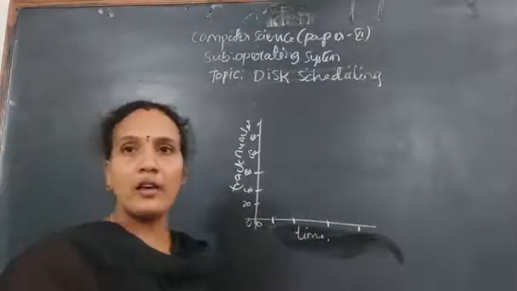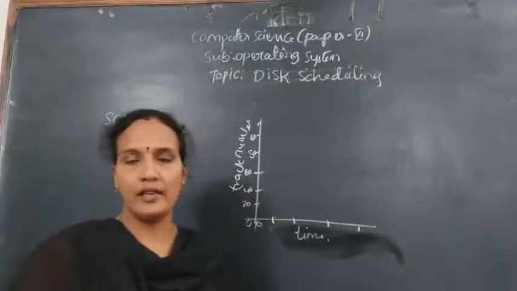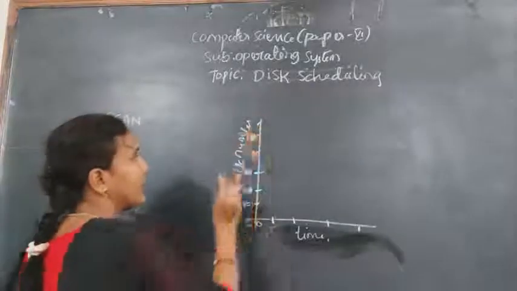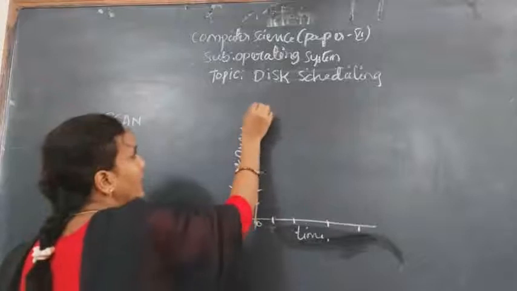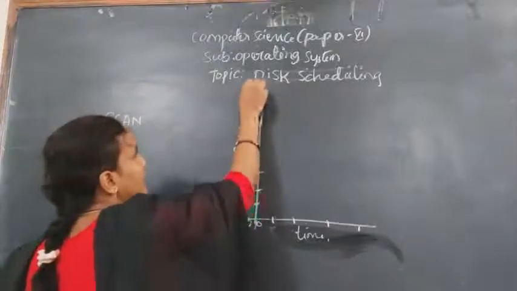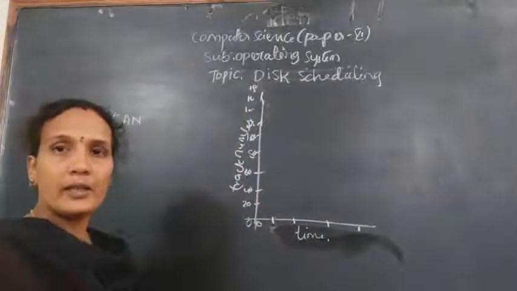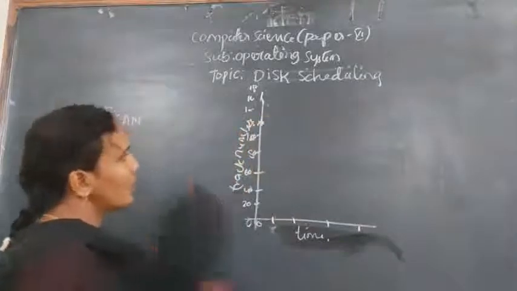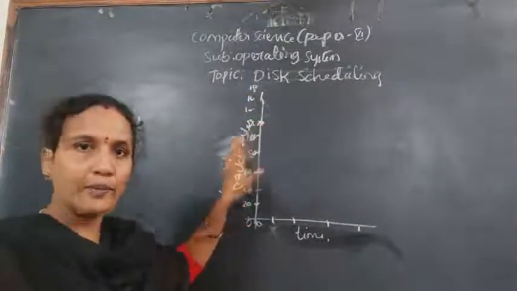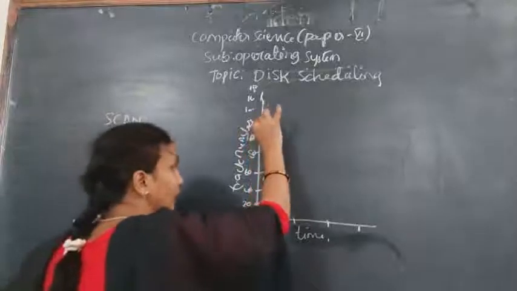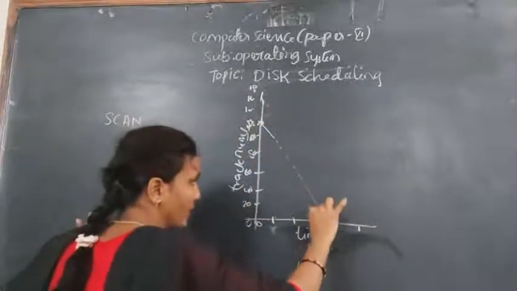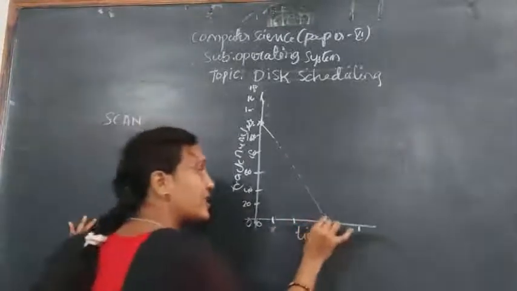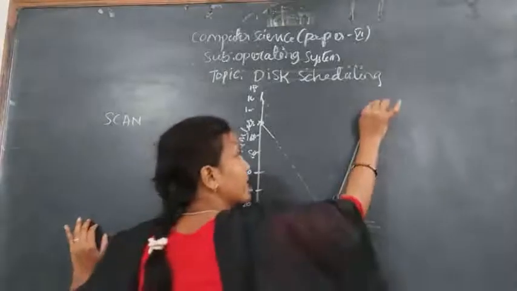In this algorithm, the disk head starts from one position. For example, here the disk head is starting at 100, then 120, 140, 160, 180. So the disk head is starting at 100 here. It will start from one end and reach the other end, and after reaching the other end, it again starts in the reverse direction.